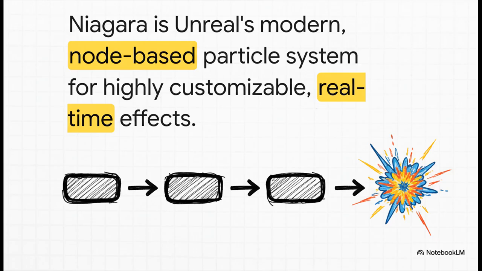I want you to think of it like a visual flowchart, or maybe like building with Legos. Artists connect these different blocks or nodes, and each node has a specific job. You connect them together to build super complex behaviors, all without writing a single line of code. It gives artists just incredible creative freedom.